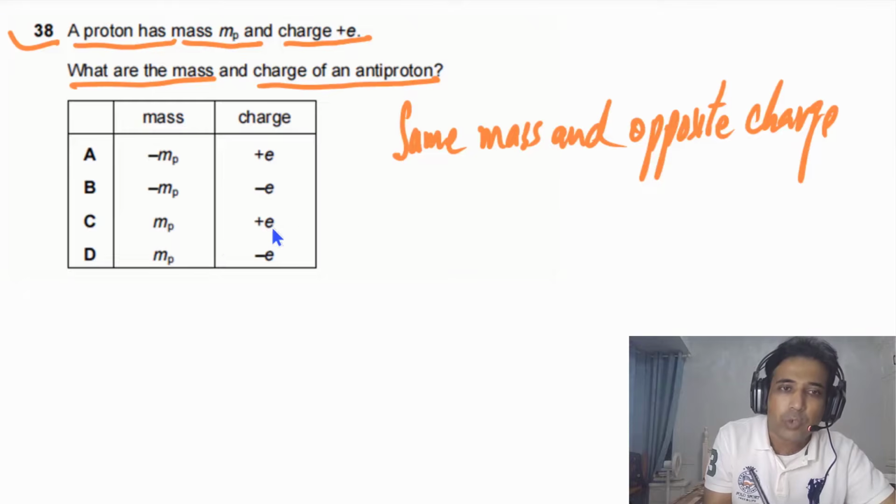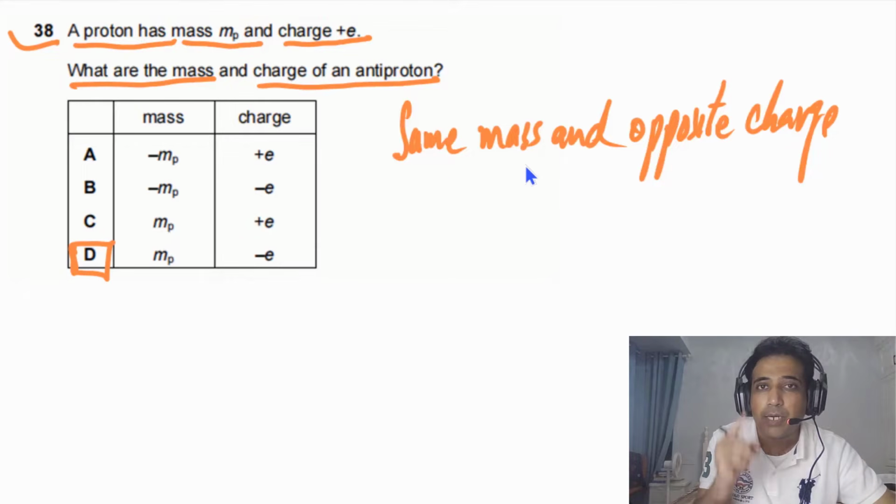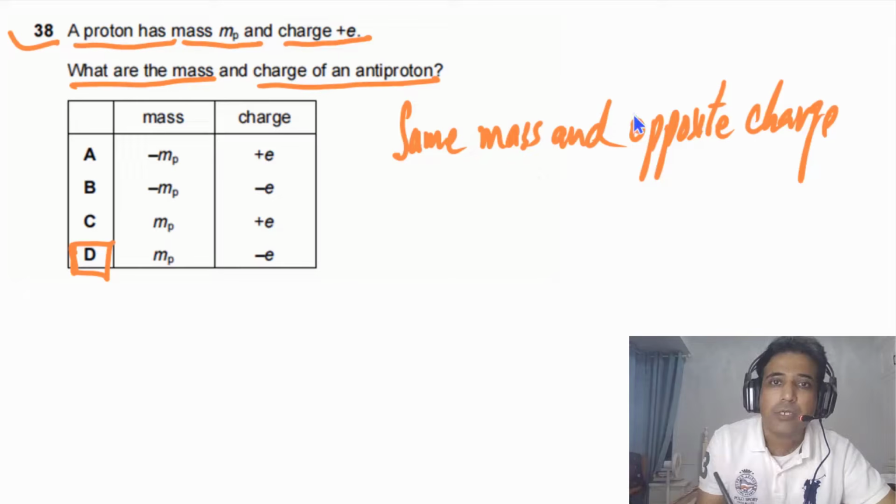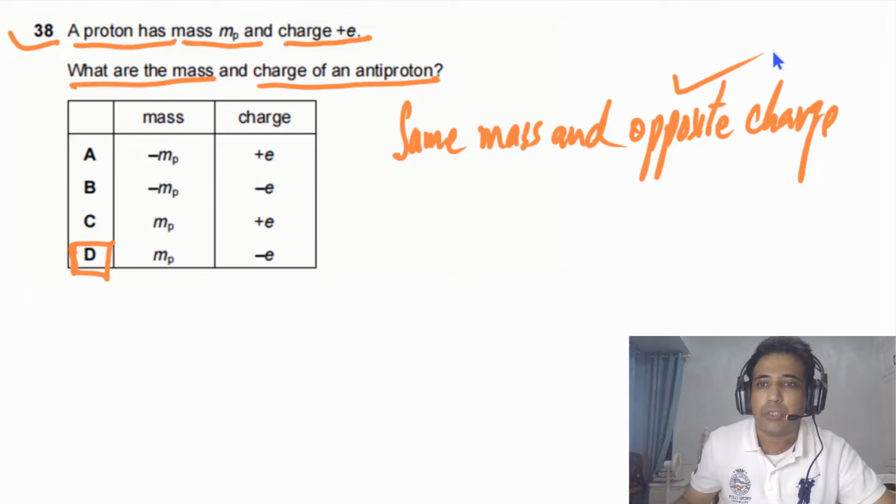And this is the charge on proton. So the charge on antiproton has to be negative. So the answer for this question is D. Particle and antiparticle have the same mass and other properties are opposite. It means charge is one other property. So charge also has to be opposite.